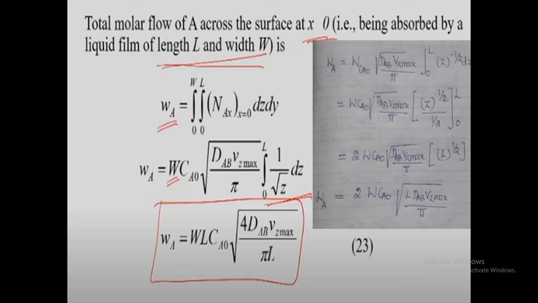So one thing is very important. We have only the final expression 2. So how does 2 come to root 4? Root 4 is equal to 2. The values are the same. So that's why the final expression is W_A equal to W L C_A0 root of 4 D_AB v_z,max divided by pi L. Okay, this is the final expression. So for this purpose only, we change the integration part from 2 W C_A0 root of L into D_AB v_z,max divided by pi to this value. So simple. One thing is very important, students: root 4 is equal to 2. Are you clear? Root L is written as L by root L. Okay, are you clear? Thank you for your attention.